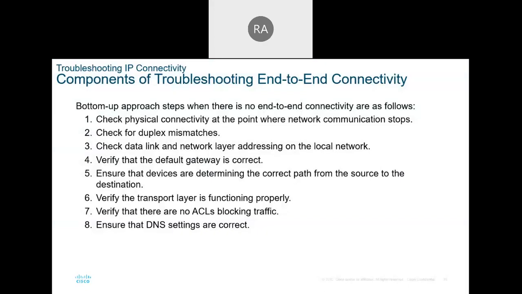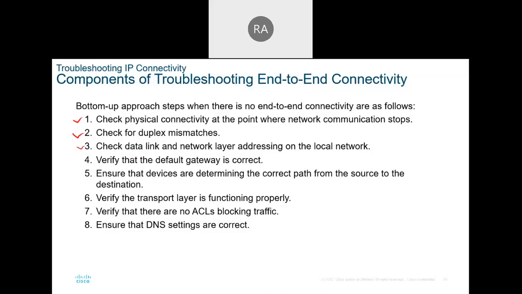If you are going from the bottom-up approach, where there is no end-to-end connectivity, number one, they say check physical connectivity at the point where network communication occurs. Number two, check for duplex mismatch. You don't have this problem again. All our routers and switches by default run on full duplex.